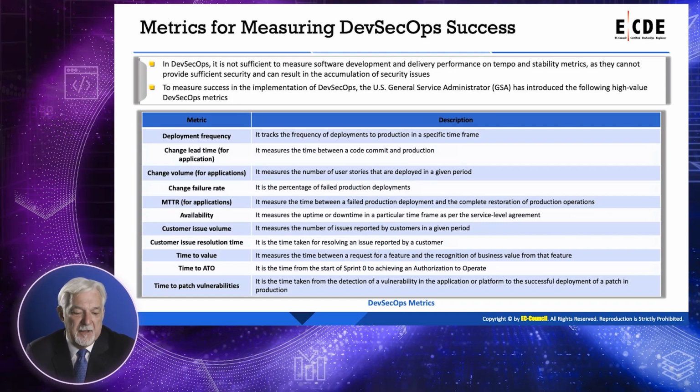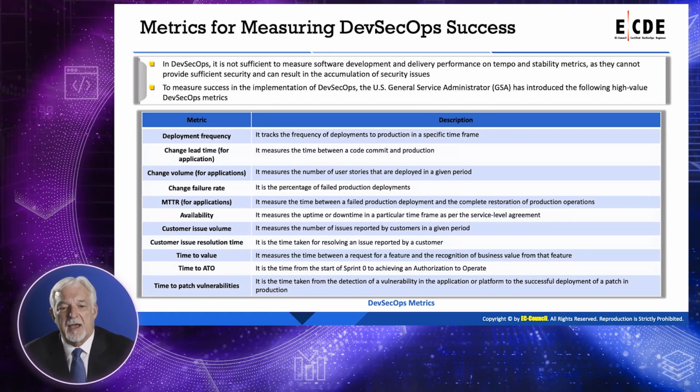Customer issue volume. This can be a little bit misleading sometimes if you're bringing in customers, losing old customers, or if it's a dynamic environment. But basically, it measures the number of issues reported by customers within a given period and what's happening to that with increases or decreases. Customer issue resolution time. This is a metric that shows the time taken to resolve an issue reported by a customer. Now, of course, some will be more difficult than others and it'll take longer, but it's still a good metric. Time to value measures the time between a request for a feature and the recognition of business value from that feature. You do this when you actually start seeing business benefit from it.